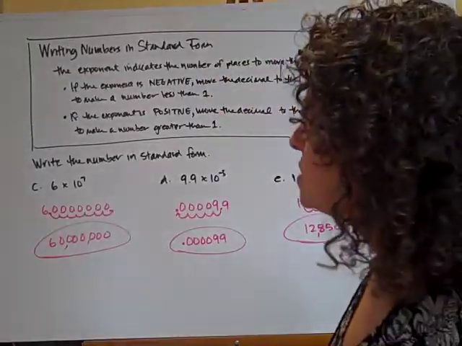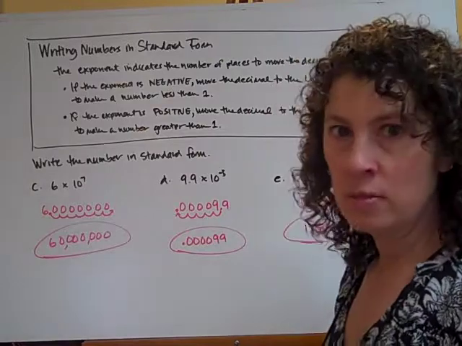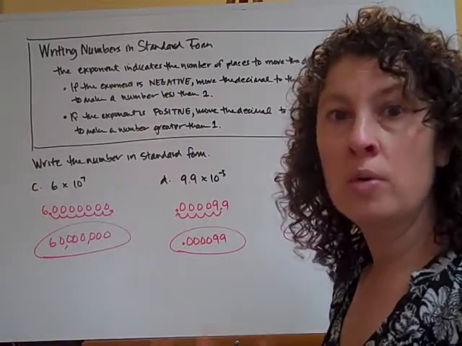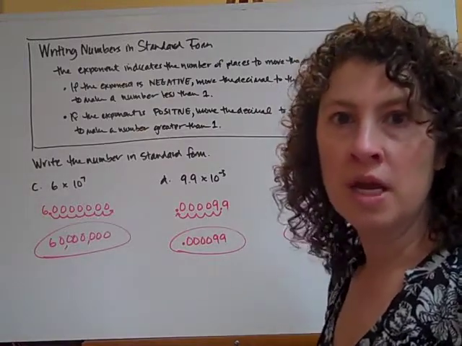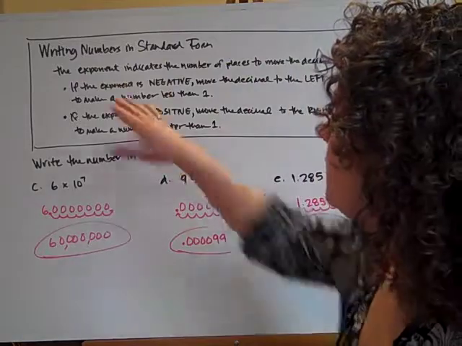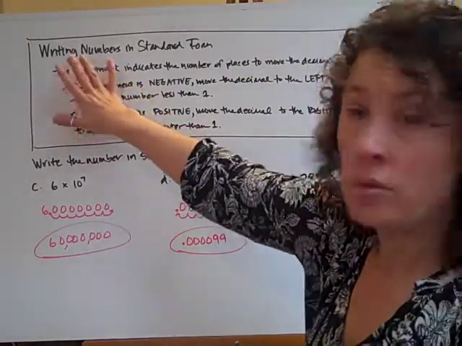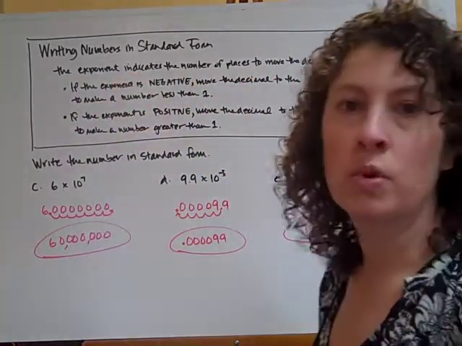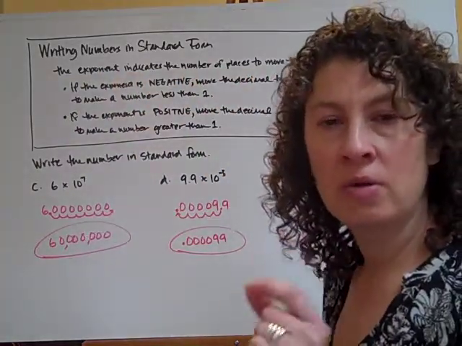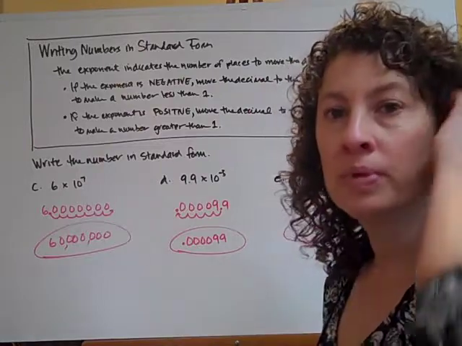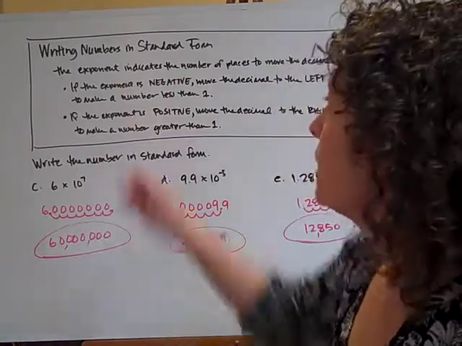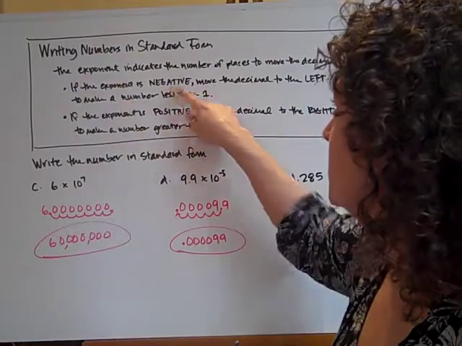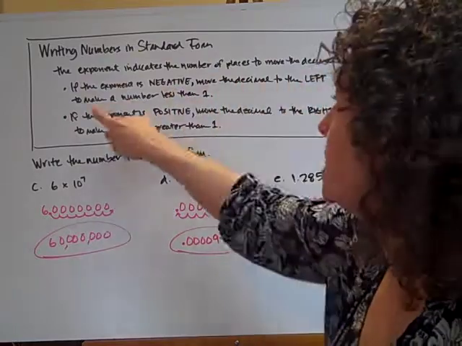All right, let's take those numbers that are in scientific notation and write them in standard form. So standard form, how we're used to seeing a number. We're not writing it as a product of a power of 10. We're going to start with our exponent. The exponent indicates the number of places to move the decimal point. So the exponent on that power of 10 is going to tell you how many places you're going to move the decimal point around. If the exponent is negative, move the decimal to the left to make a number less than 1.